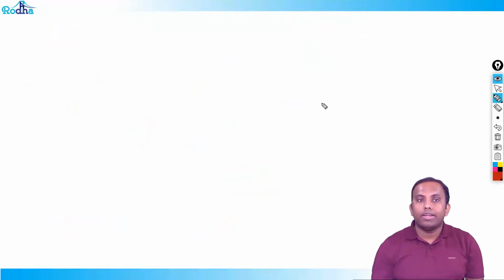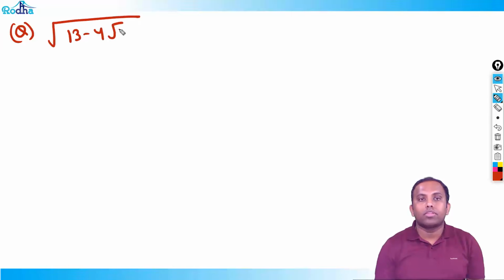In the next question, we will find the square root of 13 minus 4 root 3. So again, same thing here, right? We discussed it in the last question. Now it is a minus sign, so I have to convert it into the form of a square plus b square minus 2ab. So minus 2ab, here it is 4 root 3.